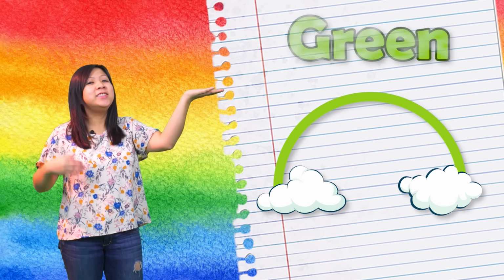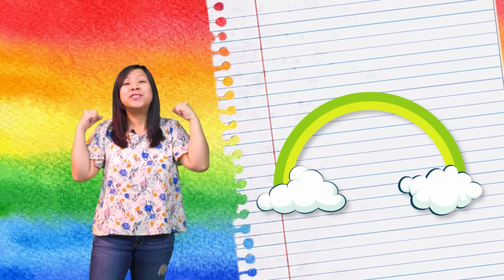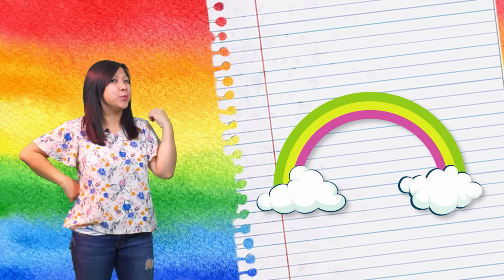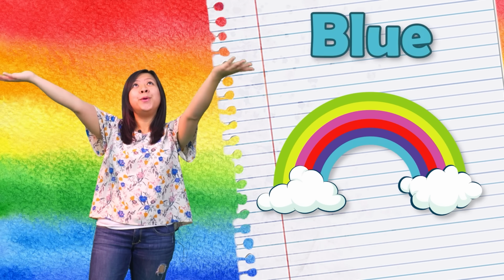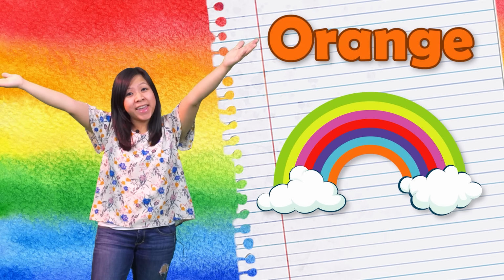Did you know that rainbows have seven colors? There's green, there's yellow, there's violet, there's red, there's indigo, there's blue, and orange. Wow, that's a lot of colors, seven. What's wrong, Rainbow? Oh, the rainbow doesn't look too happy. Wait a minute, something doesn't look right with the rainbow. I know, it's in the wrong order.